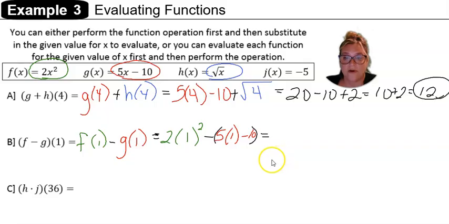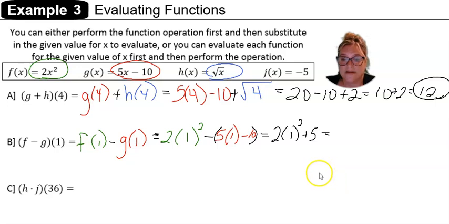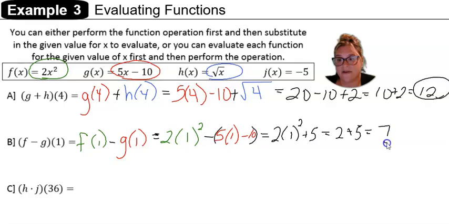Following our order of operations, let's start with our parentheses. Inside the parentheses, 5 times 1 is 5, and then 5 minus 10 is a negative 5, and a negative times a negative is a positive. So we have 2 times 1 quantity squared plus 5. After parentheses, we evaluate exponents. So 1 squared is a positive 1. Then we multiply times 2, and we have 2 plus 5, and 2 plus 5 is 7.